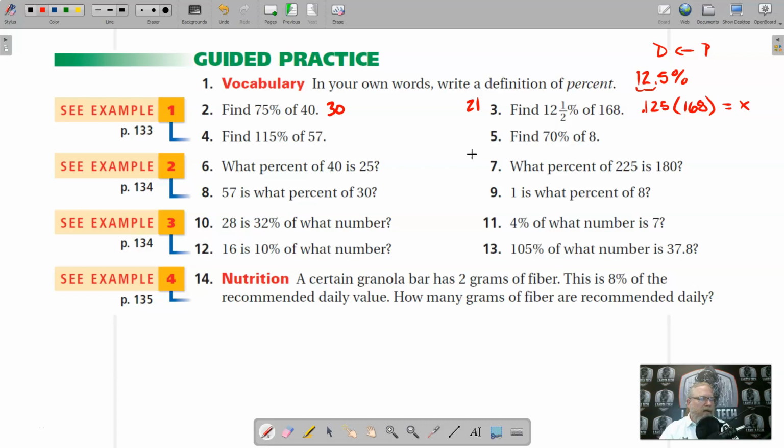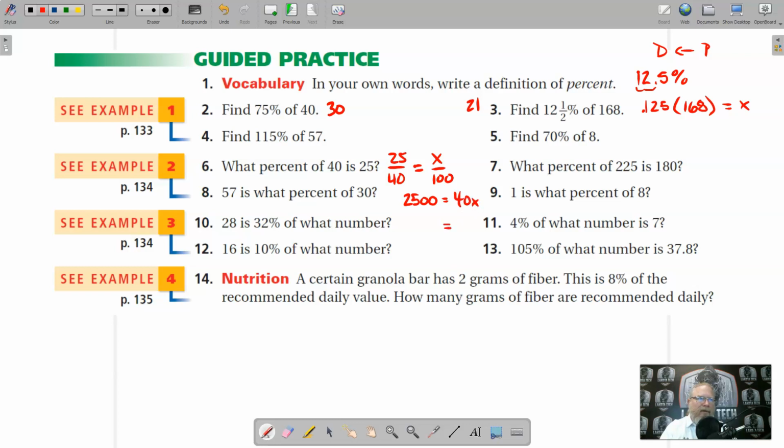Let's go ahead and use a proportion on our next example. What percent of 40 is 25? So they say what percent, so the percent's the unknown, right? So we're going to go x over 100, and the part goes up top. Well, 40 is the whole, so 25 is the part. So 25 times 100 is 2500, and 40 times x is 40x.